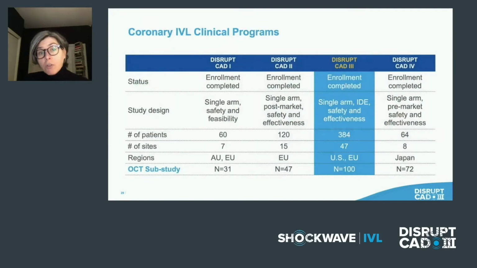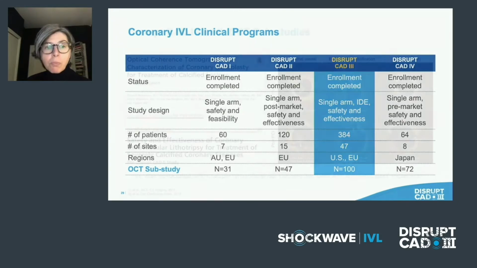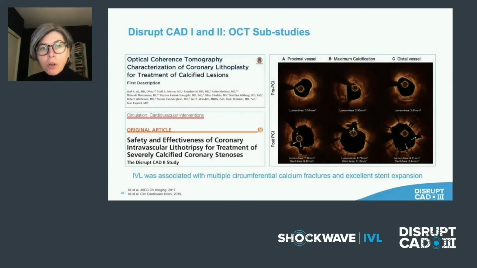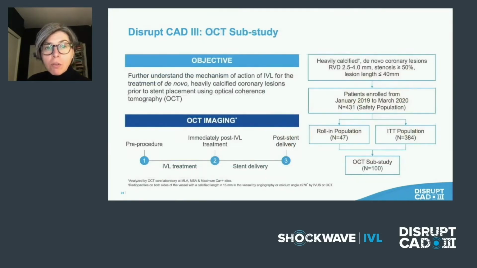The coronary IVL DISRUPT program now consists of 4 trials, and what we're going to concentrate on here is the OCT sub-study of DISRUPT CAD III. From DISRUPT CAD 1 and 2 OCT sub-studies, we know that IVL can induce multiple circumferential calcium fractures, and ultimately in all these cases resulted in good stent expansion and stent outcomes. The objective of the OCT sub-study in DISRUPT CAD III was to further elucidate the action of IVL in these de novo heavily calcified coronary lesions.